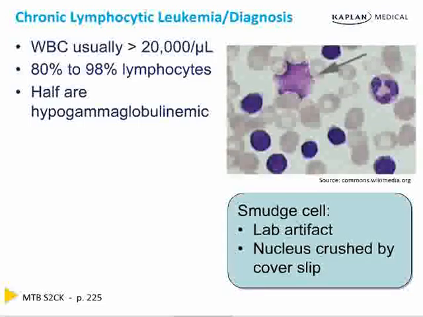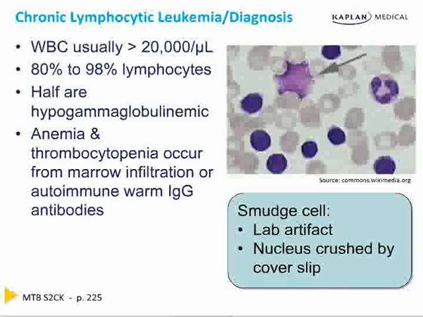Anemia and thrombocytopenia occur because the abnormal cells, instead of making antibodies against infections, are making autoantibodies against the red cells or against platelets. It occurs from bone marrow infiltration as well. Now, if you have anemia on the basis of bone marrow infiltration, it's very bad. That's stage 3 CLL. That is a 1 to 2 year survival. If your anemia is on the basis of an autoantibody, you could fix that with steroids. That's like an IgG warm antibody.